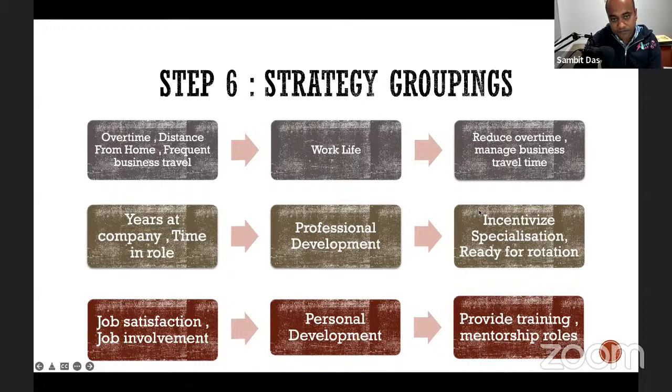So we will look at the app very soon, but this is how we go about building the recommendation. I would say that this is still a little bit on the high level. Reducing overtime, yes, okay, but we can even go into more detail and create more specific recommendations using the input from the HR and the managers. Okay, so again, we have other variable categories as well. Years at company, time in role, you group them under professional development, and then job satisfaction and involvement, which is more into personal space, right? So this is how we go about creating the recommendations.